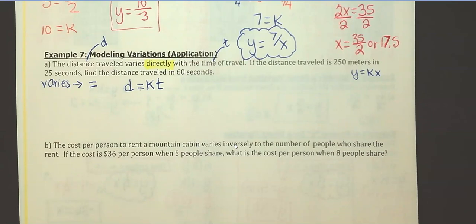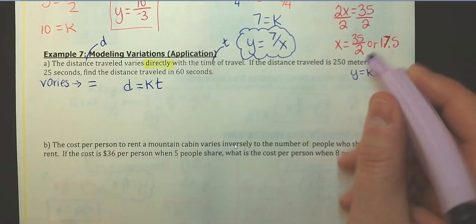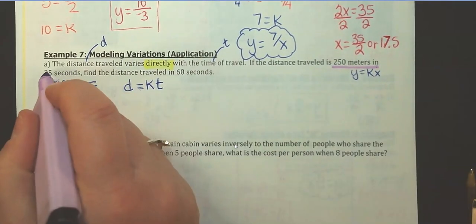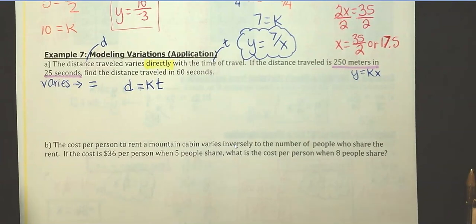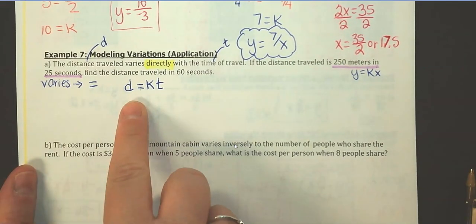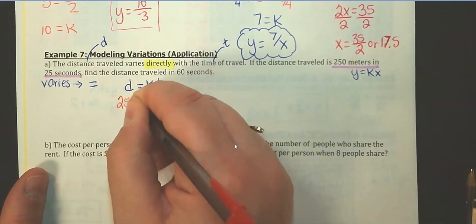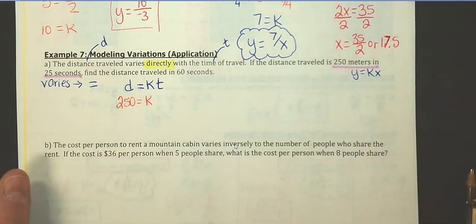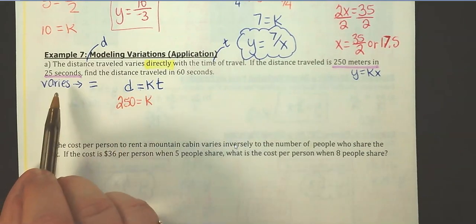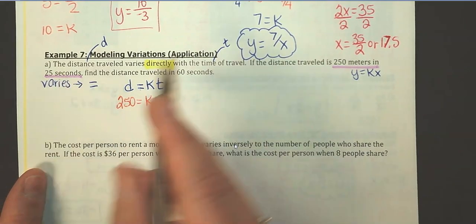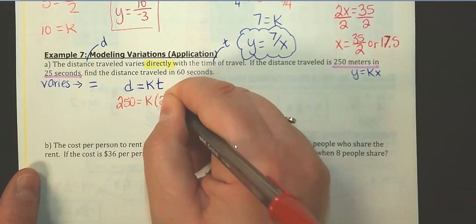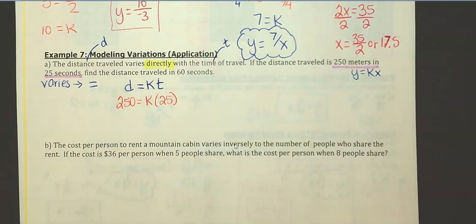We're going to fill in numbers for the distance and the time. Okay, so it says if the distance traveled is 250 meters in 25 seconds, find the distance traveled in 60 seconds. What you're going to use is this 250 in 25 seconds, and we're going to plug that in to figure out our constant of variation. So 250 meters, I'm going to plug that in for the distance. I don't know the constant of variation, but we're going to use this to figure it out. And the time it would take me to go that far, it says, is 25 seconds. So I'm going to put the 25 seconds in for the time.